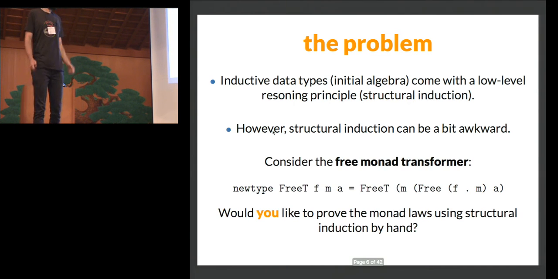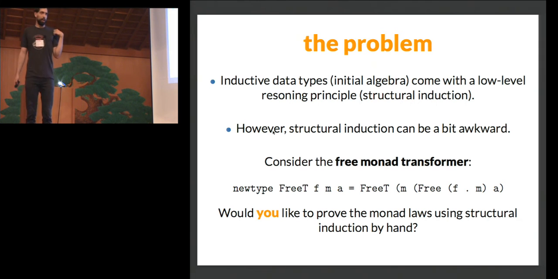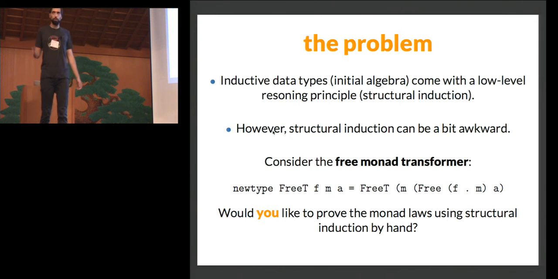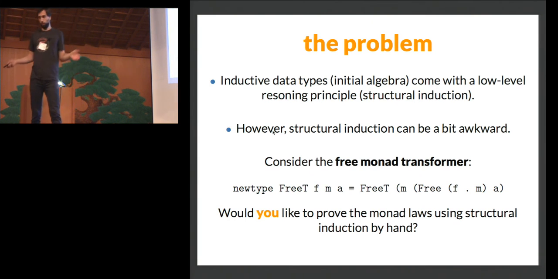As an example, in the Haskell libraries you can find something called the free monad transformer, which is a monad M composed with the free monad generated by the composition of F and M. Imagine that someone asks you to prove the monad laws, that this free monad transformer is indeed a monad. That would mean that if you wanted to prove associativity of join, you have three layers of this, and you have two nested structural inductions. And I think the proof could give you a headache.